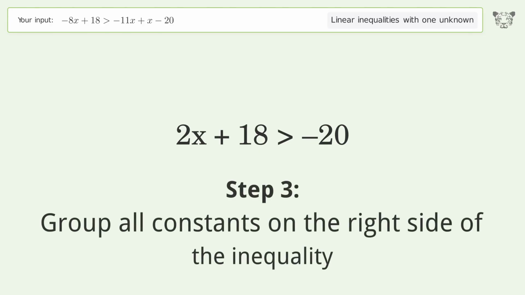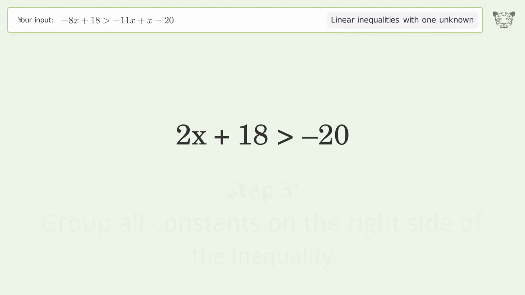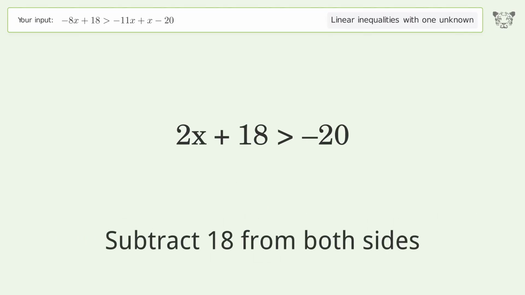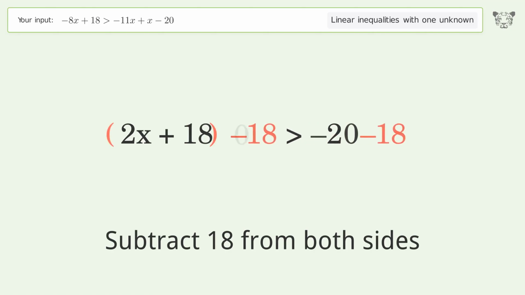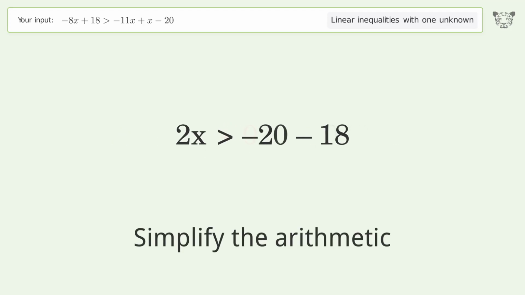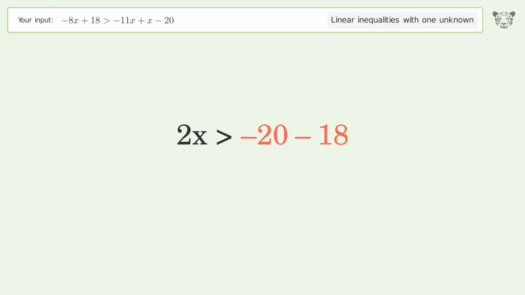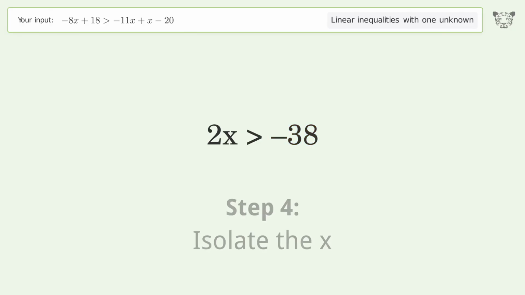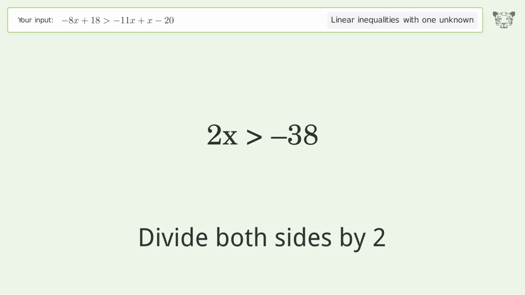Group all constants on the right side of the inequality. Subtract 18 from both sides. Simplify the arithmetic. Isolate the x. Divide both sides by 2.